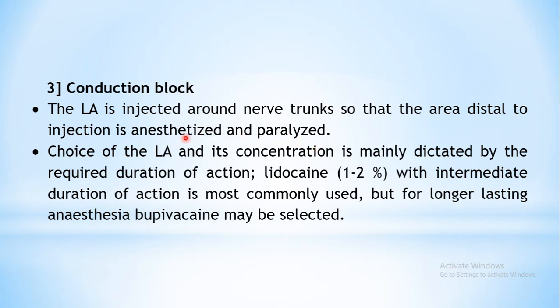That means here both the sensory neurons and the motor neurons are affected. In the first two techniques, surface anesthesia and infiltration anesthesia, we have seen that only sensory perception is lost and motor functions are not affected, but that is not the case with conduction block. Over here sensory neurons are also affected and the motor neurons are also affected. So wherever it is injected around a particular nerve, both types of neurons in that nerve trunk are affected, sensory neuron as well as motor neuron.